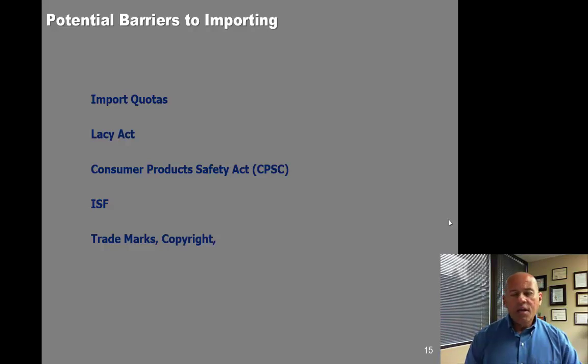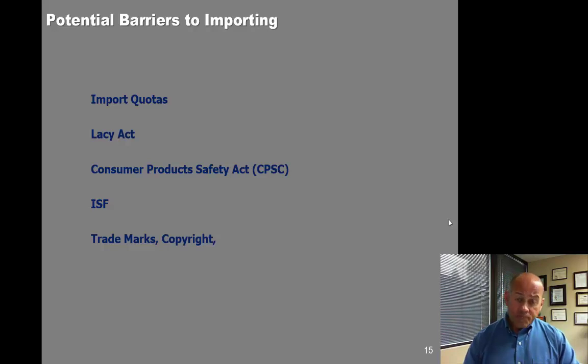There's the Lacey Act. Basically, the Lacey Act is related to wood products. So if you have any kind of wood product, it could be a wood handle for a tool, it could be furniture, it could be all kinds of different products. But basically, the Lacey Act requires that the species of wood be identified in the import documentation process. So again, work with your customs broker very closely if you have wood products, to see if they're subject to the Lacey Act and to what extent they're subject to the Lacey Act. There's the Consumer Product Safety Act.